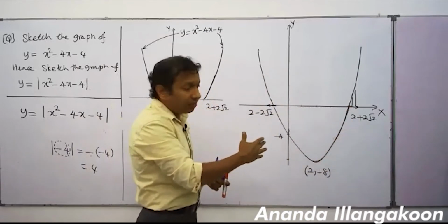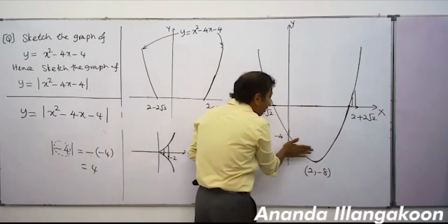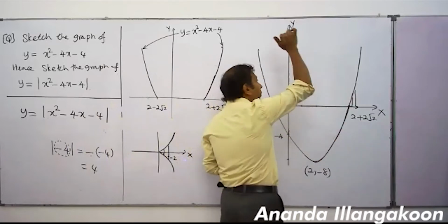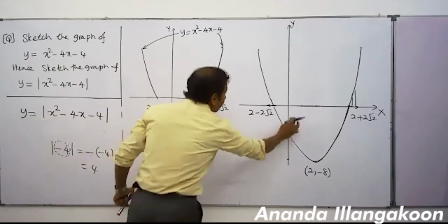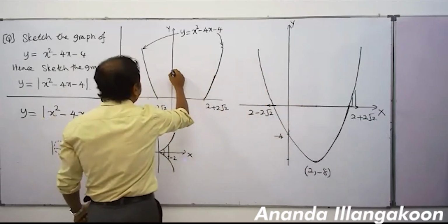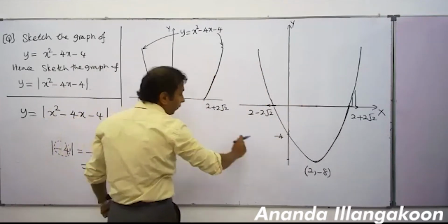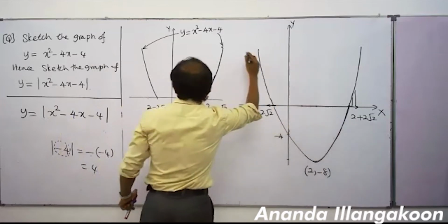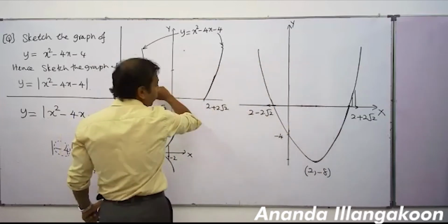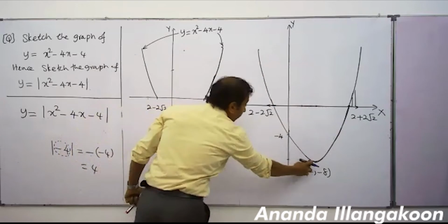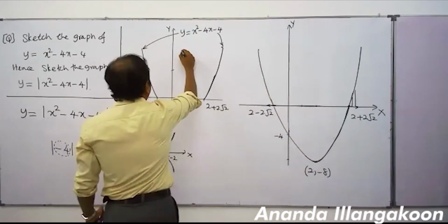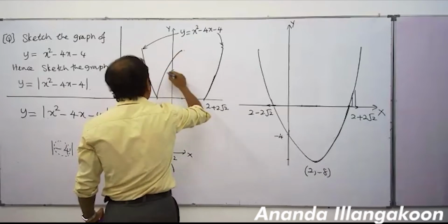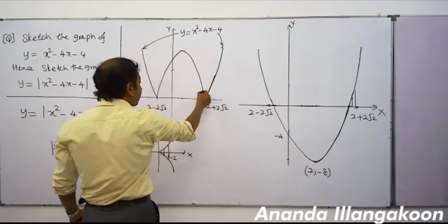That means if we place here a mirror, what is the image of this portion? That is coming upside like this. That graph only we get. Then this minus 4 will be plus 4. Here, minus 8 will be plus 8 somewhere here. And the same 2 we have right here. Then we get that graph. This is a rough sketch.